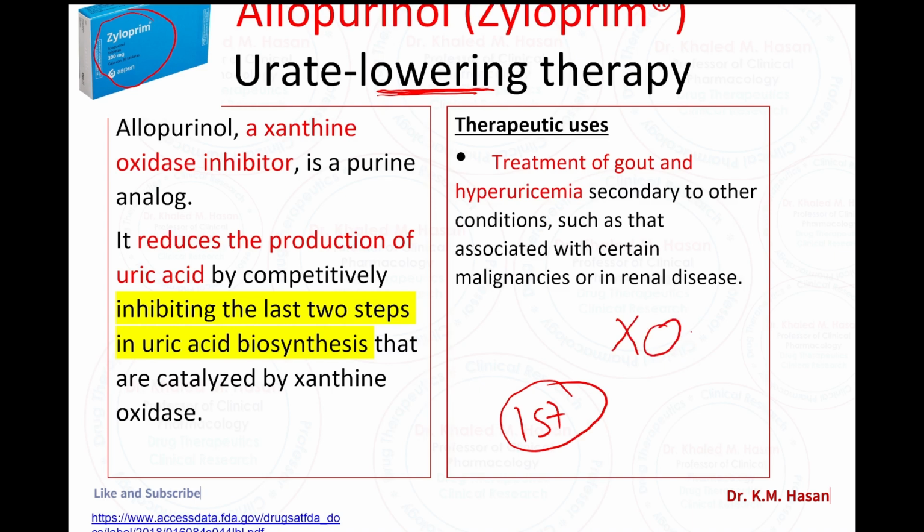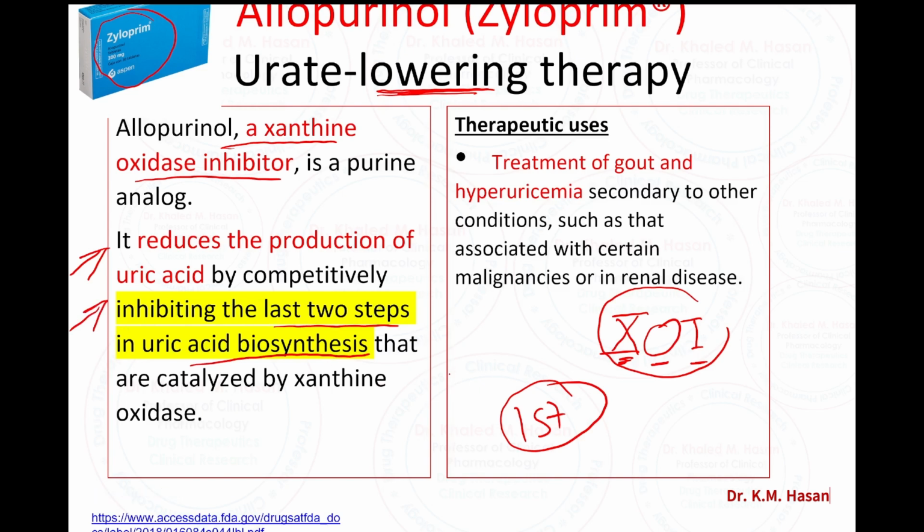Allopurinol inhibits xanthine oxidase. Allopurinol is considered a xanthine oxidase inhibitor, XOI, and it is considered a purine analog. By inhibiting this enzyme, it leads to reduced production of uric acid. Allopurinol, as you can see from the previous slide, inhibits the last two steps of uric acid biosynthesis.